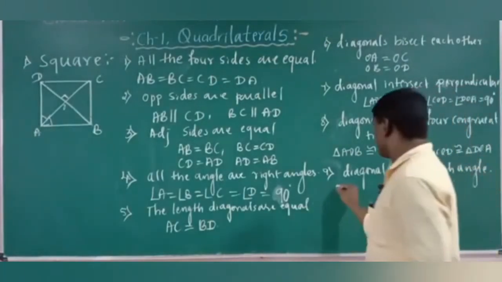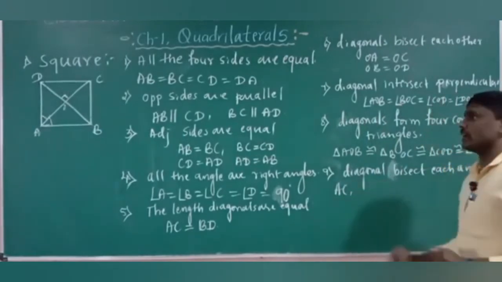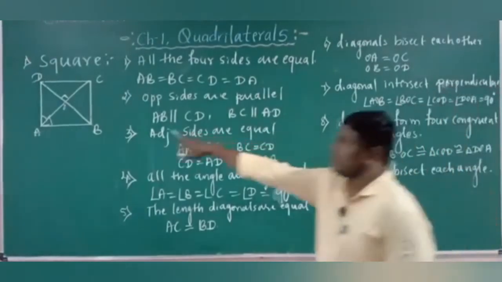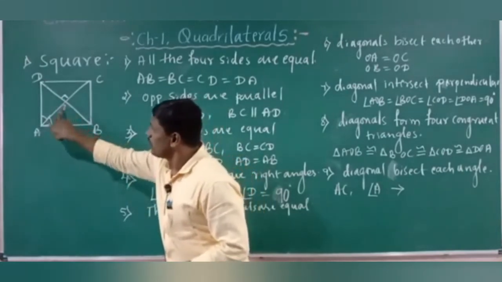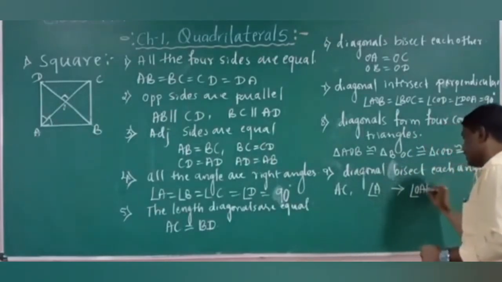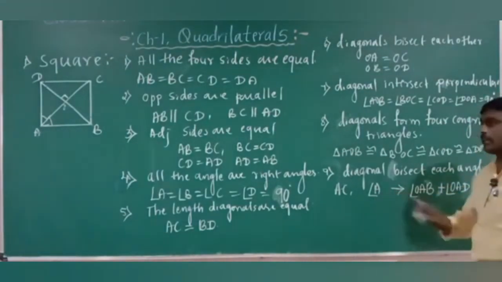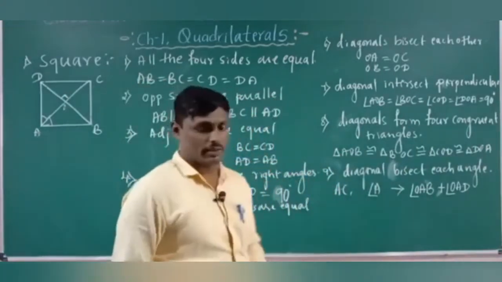For example, if I take AC as a diagonal, AC bisects the angle A, and the two bisected parts are angle OAB and angle OAD. By adding these two angles, we get one complete angle, that is A, right? So these all are the properties of the squares.